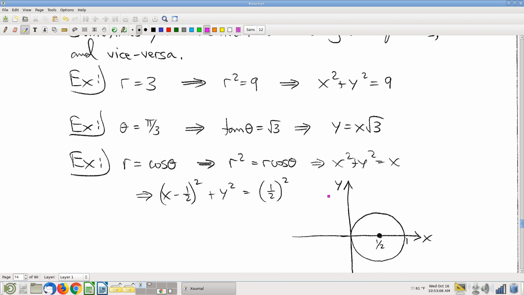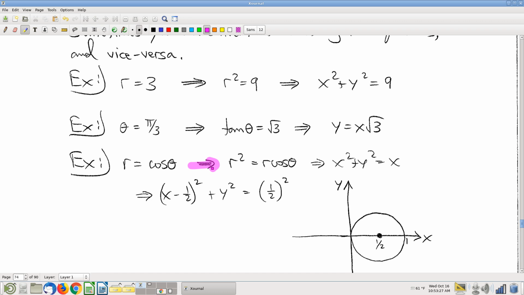Okay. Here's a weird one. What does that look like? Now, you don't previously recognize r equals cosine theta. That's not obvious what shape that is. But let's multiply both sides by r. At which point I do get a little bit worried.